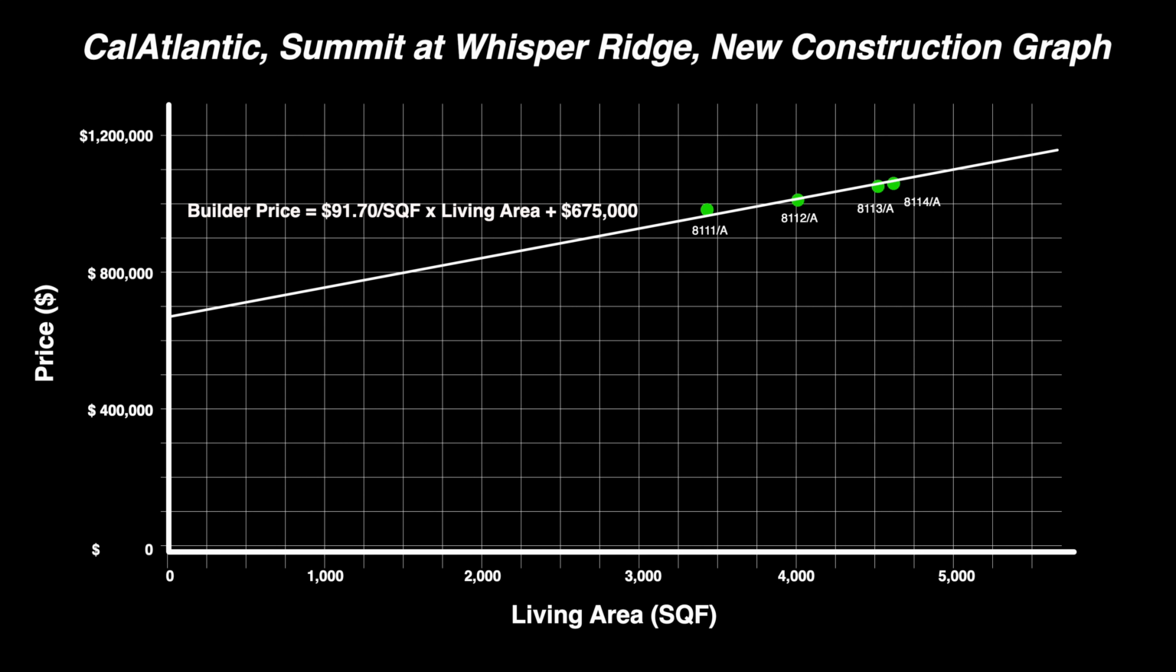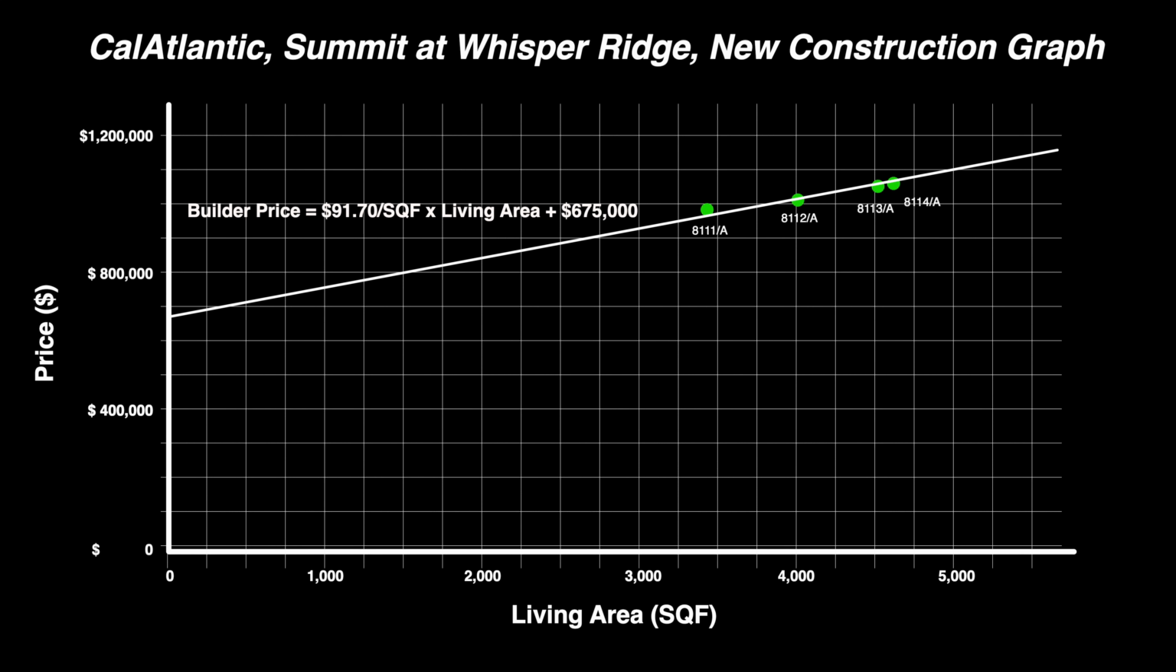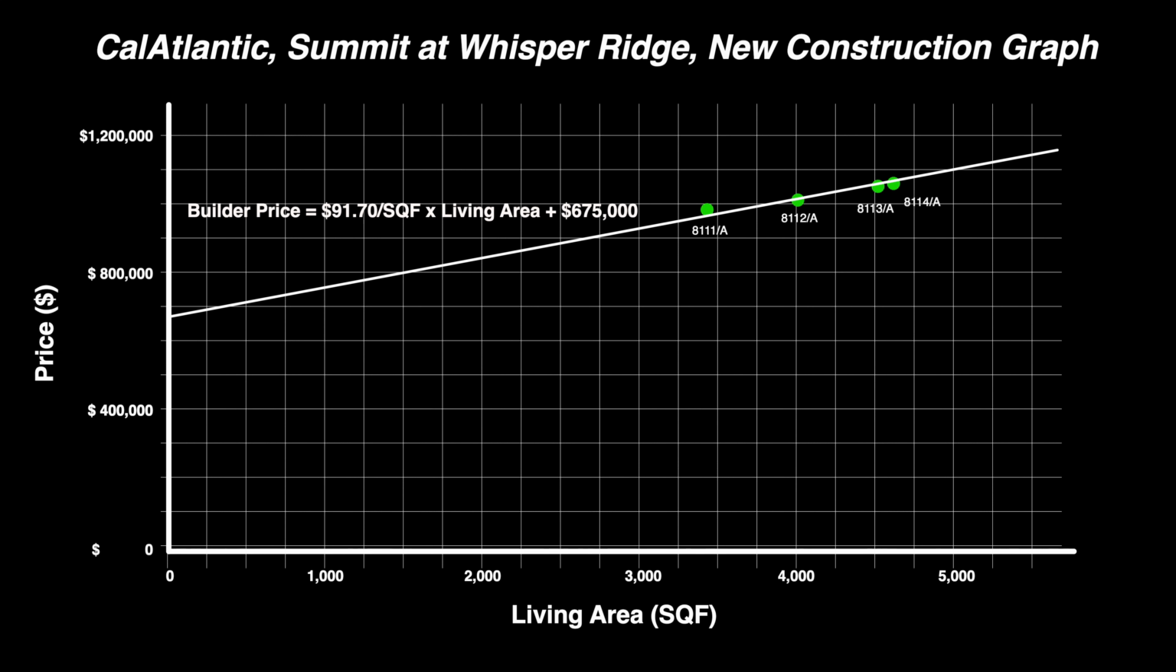What does that builder price trendline equation mean? The $675,000 intercept means the builder is valuing a basic lot at $675,000. And the $91.70 per square foot means the builder is only valuing the living area at $91.70 per square foot. For the 3,436 square foot model, the value of the land is $675,000, and the value of the structure is only $309,000. The value of the land is worth more than twice the value of the structure. A surprising result, is it not?